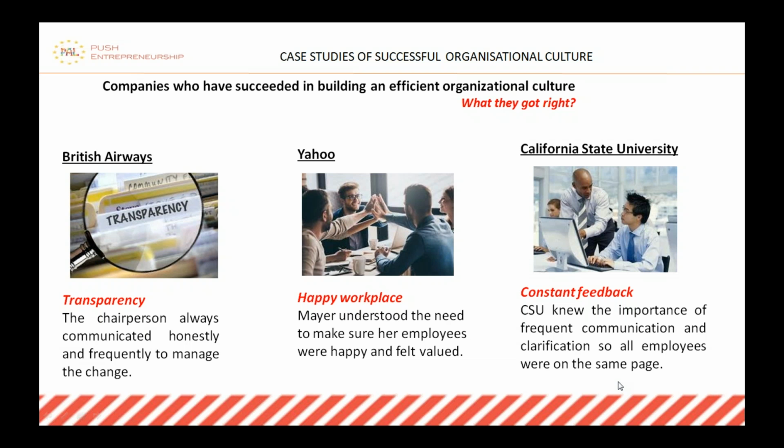What they got right was constant feedback. The school redefined IT employees' roles, clearly explaining who can use what system and what changes they can make by their areas. Articulating employees' new responsibilities minimized confusion and issues. When the new process was introduced, the university knew the importance of frequent communication and clarification, so all employees were on the same page.